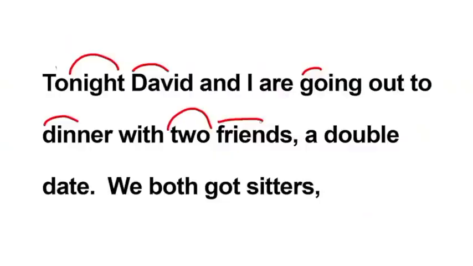Tonight, David and I are going out to dinner with two friends. And the rest of the words are said pretty quickly. Please notice the word tonight is pronounced with a schwa in the first syllable. So many people pronounce that tonight, today, tomorrow, but they're all T, just the T and the schwa. Tonight, tonight, tonight.